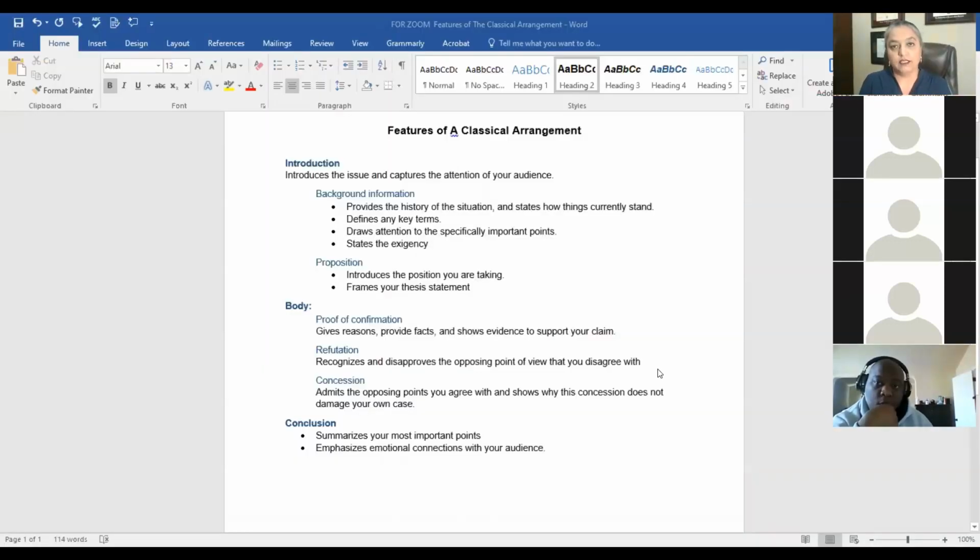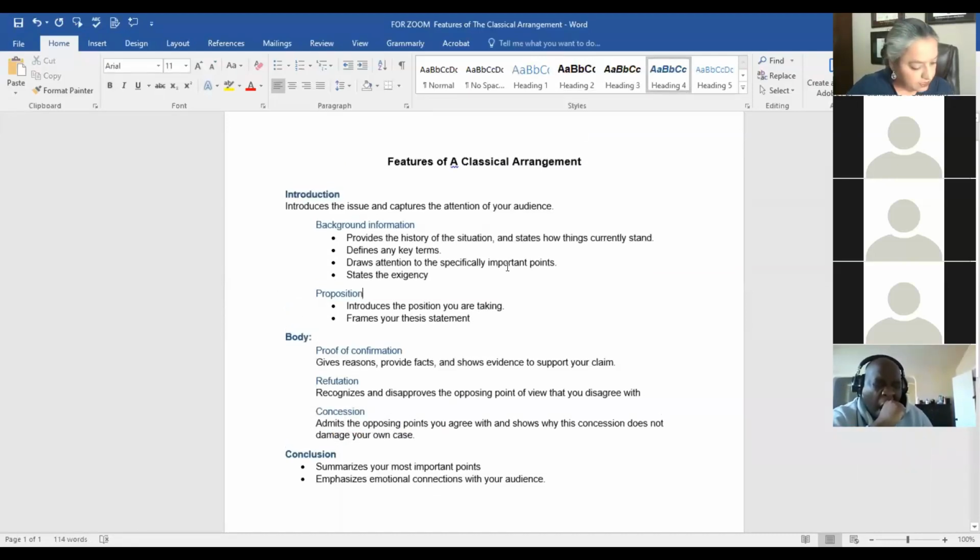So what are the features of a classical argument? Just like any other essay you would write, your essay will be divided into three parts: the introduction, the body, and then the conclusion. Okay. Now let's discuss the introduction first. And the introduction provides the background information.